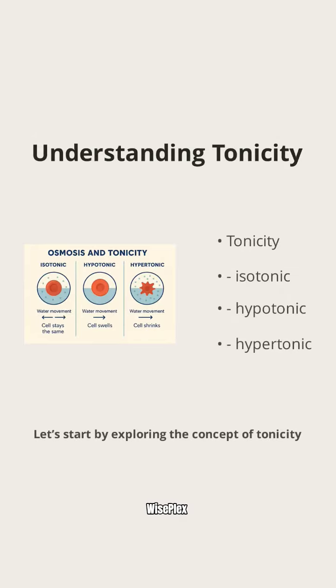Let's start by exploring the concept of tonicity, which is crucial for understanding how cells interact with their environment. Tonicity refers to the relative concentration of solutes in a solution outside the cell compared to inside. There are three main types: isotonic, hypotonic, and hypertonic solutions.